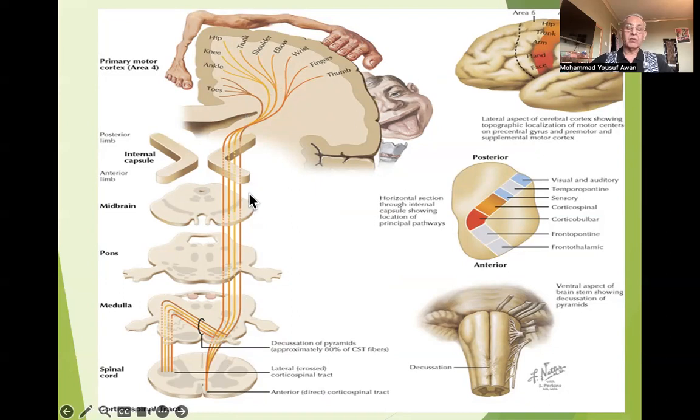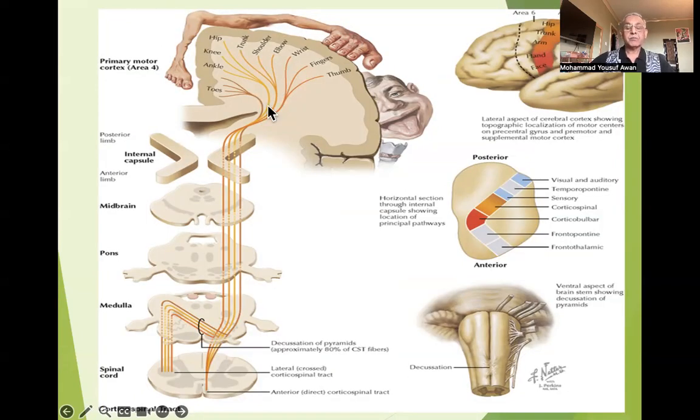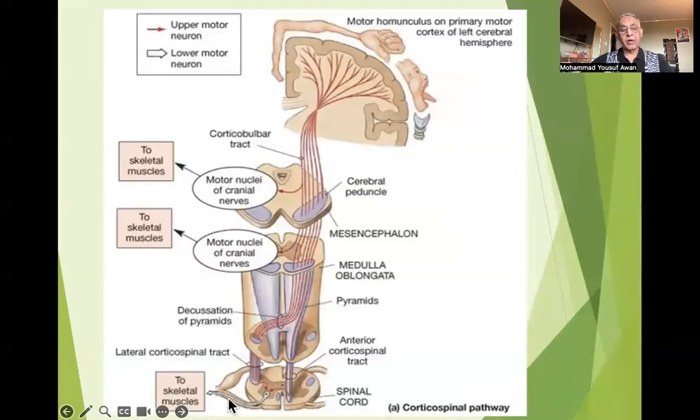or corticospinal tract. This is the pyramidal tract or corticospinal tract, and these are the primary motor neurons. They terminate on the anterior horn cells, and from the anterior horn cells, the fibers go through the peripheral nerve to the effector muscles.